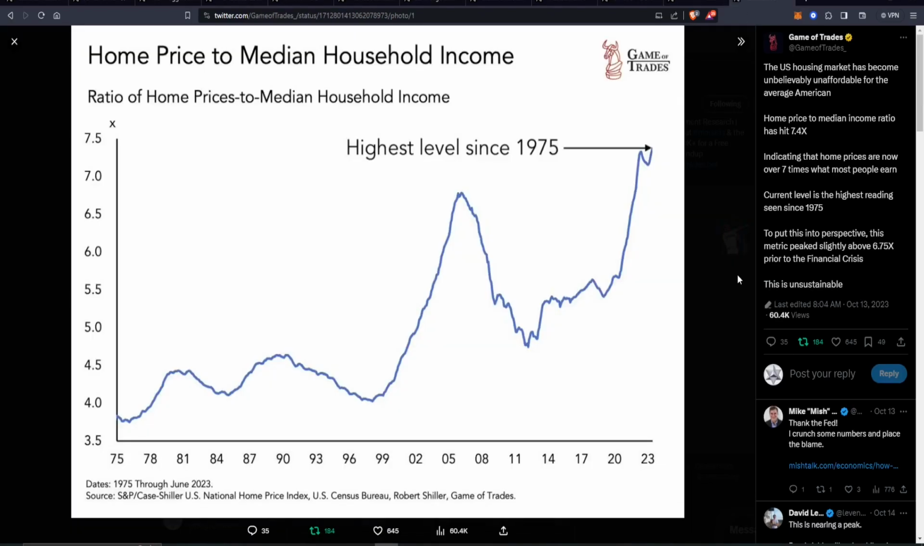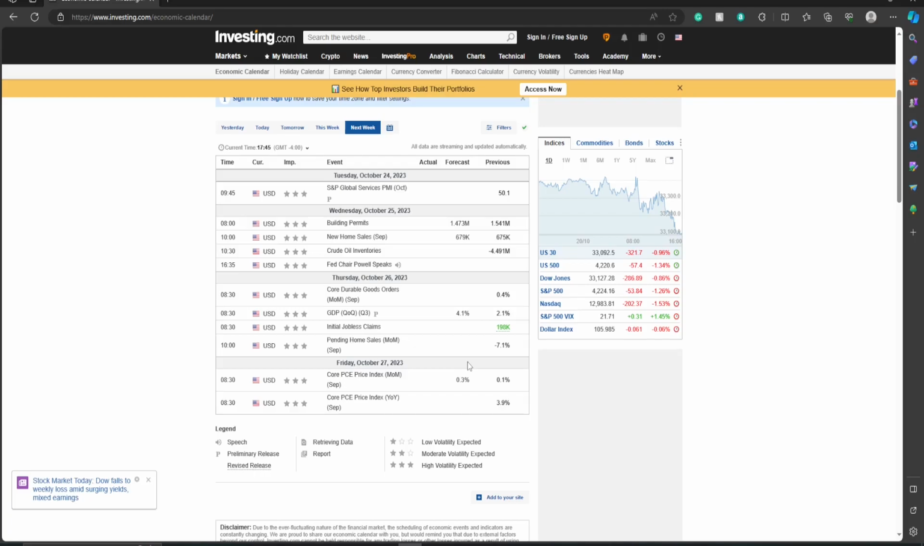Here's a chart showing the home price to median household income. The U.S. housing market has become extremely unaffordable for the average American. The home price to median income ratio has hit 7.4x, indicating that the home prices are now over 7 times what most people earn. So now we can take a look at the economic calendar for next week.